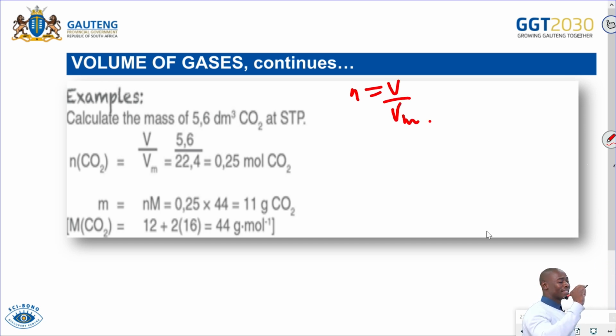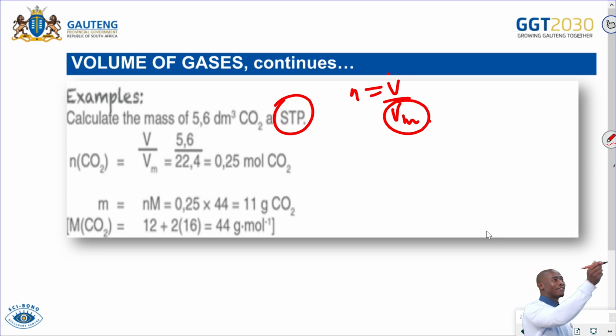So we can calculate the number of moles given the volume and the molar gas volume. So let's check this one. What are they looking for here? They are looking for the mass. Calculate the mass of 5.6 cubic decimeters of carbon dioxide at STP. Okay, the gas is at STP, so already we have the value of the molar gas volume because it's at STP, right? We are also given the volume at STP, all right? So we can calculate the number of moles.